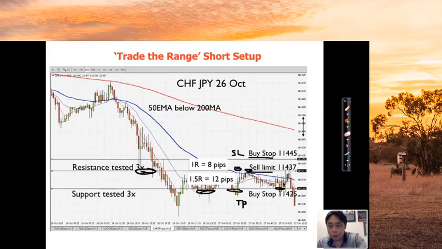There we go. So sure enough, it hit 1.1437, sold it there, and boom, hit my profit target. This was a pretty quick trade for another 1.5 hour win. All right. So this is how you trade the short side.